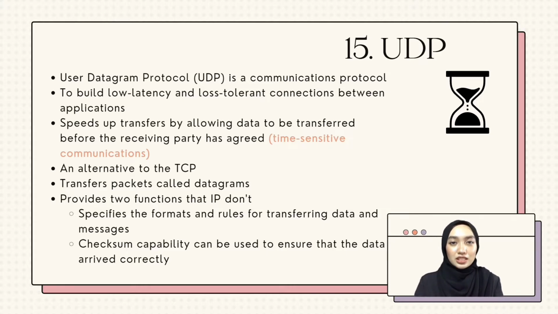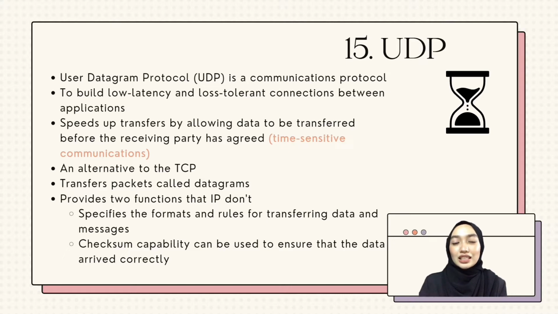UDP speeds up transfers by allowing data to be transferred before the receiving party has agreed. As a result, UDP is beneficial in time-sensitive communications, including voice over IP (VoIP), domain name system (DNS) lookup, and video or audio playback. UDP is an alternative to the TCP. UDP and TCP both run on top of IP and are referred to as UDP/IP or TCP/IP respectively.